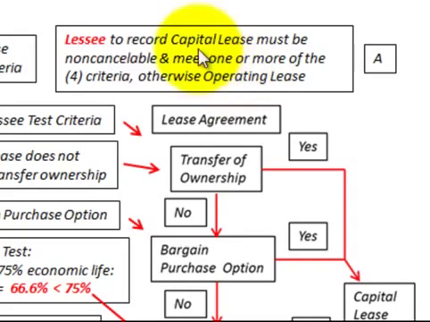First, for the lessee to record it as a capital lease, the lease must be non-cancelable, and it must meet one or more of the four criteria that we're going to look at here. Otherwise, it would be classified as an operating lease.